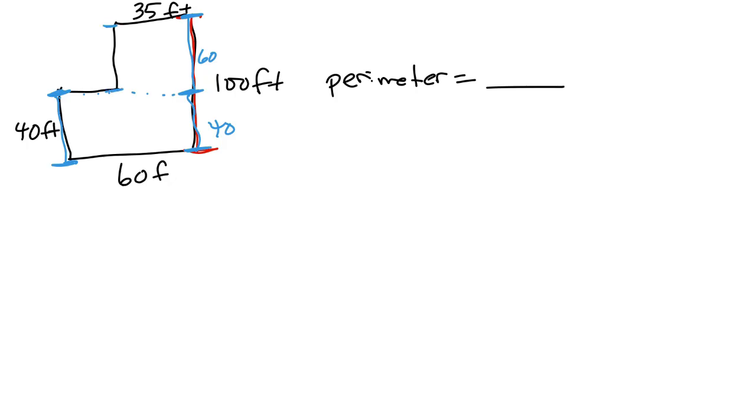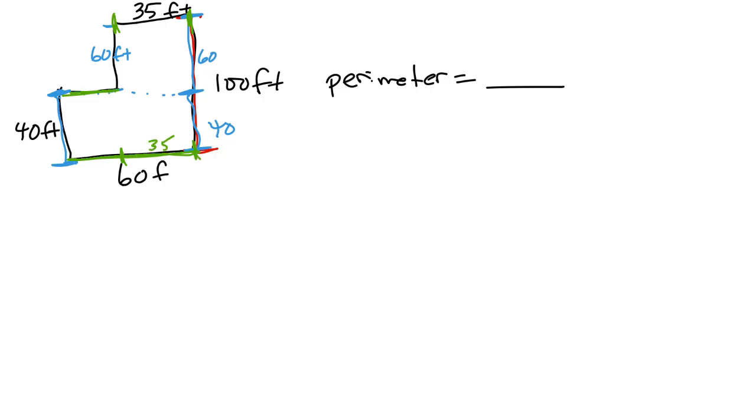This is the same length as this. So this is 60 feet. Then to find this side, we know this is 60 feet. From here to here is 35 feet. If we pulled that down, it would go from here to here, and it would be 35.